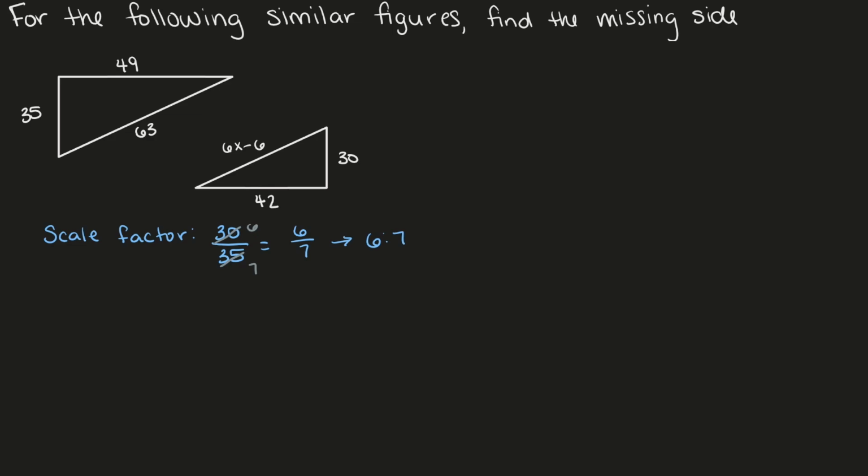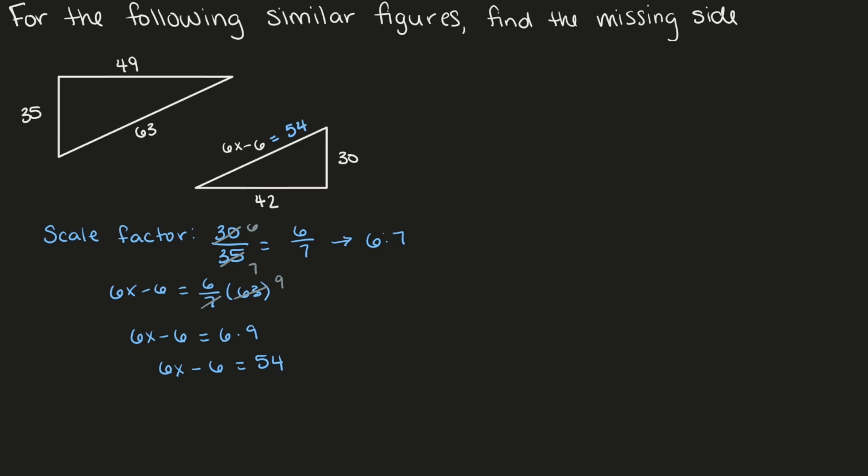So now we can use that to find our missing side. Our hypotenuses are corresponding, so 6x minus 6 corresponds to 63, which means 6x minus 6 is equal to 6/7 times 63. 7 goes into 63 9 times, so 6x minus 6 equals 6 times 9, or 6x minus 6 equals 54. And that's our side length. So again, we can stop there.